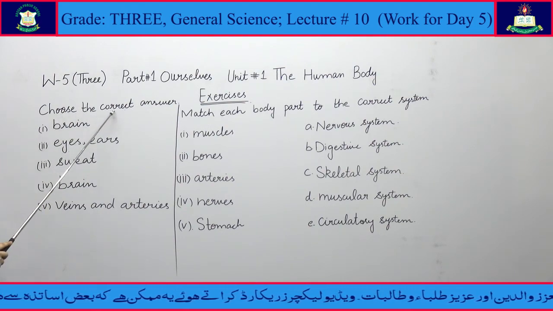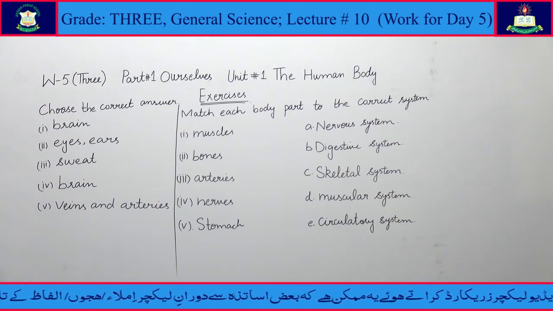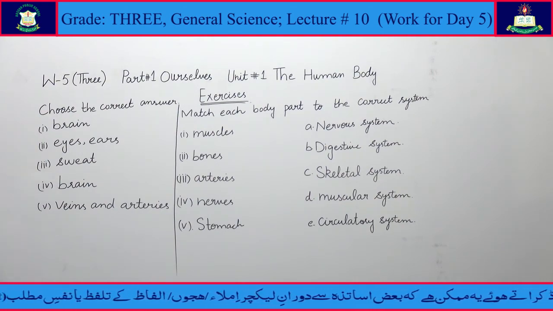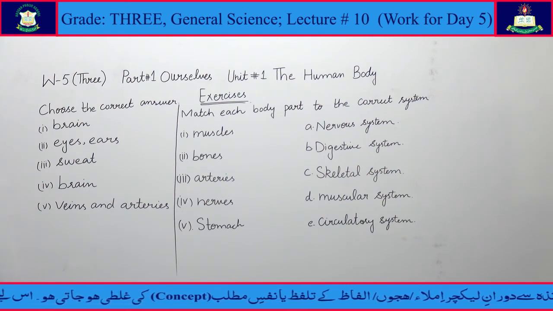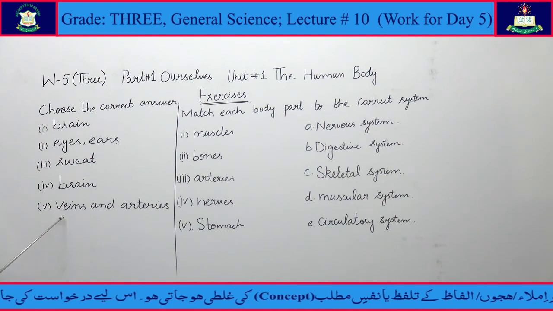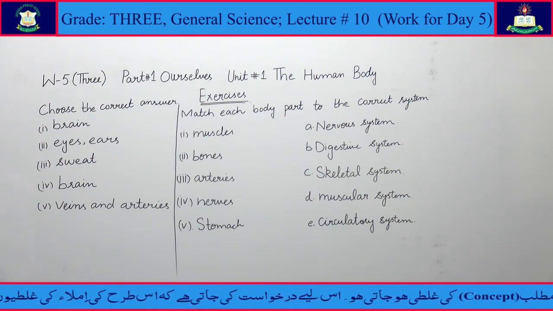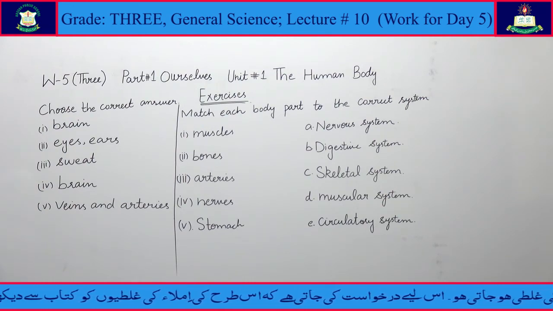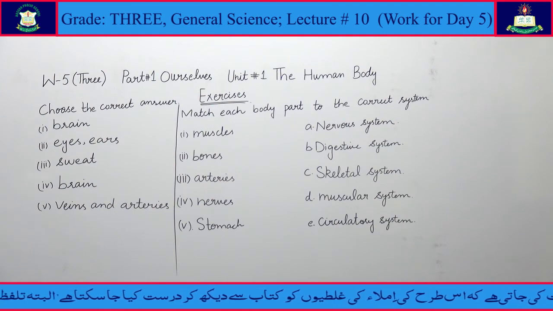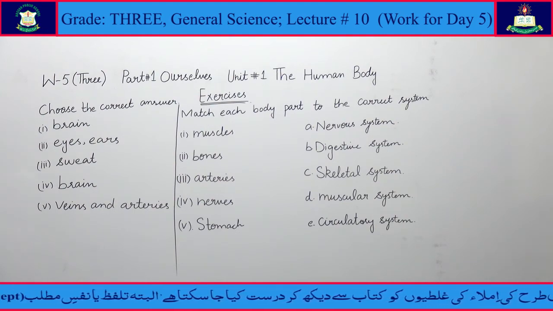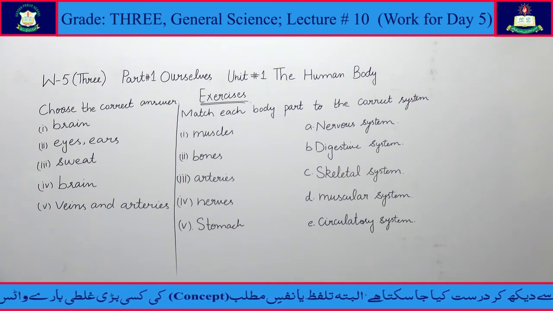Choose the correct answer. So students, I will read out the MCQs from here, and the options, that is the answers, you can see here on the board. So let's start. MCQ number 1 is, which organ controls all the systems and organs in the body?